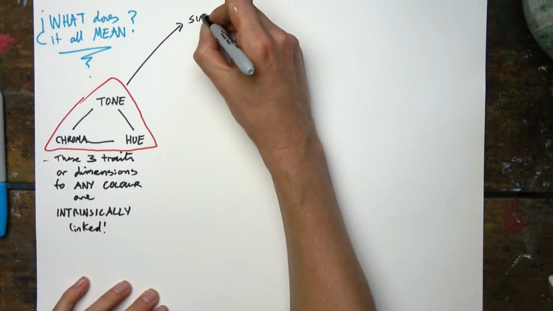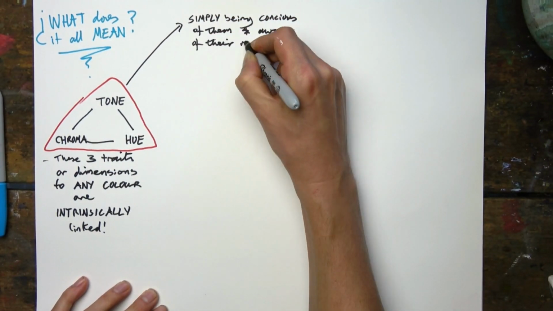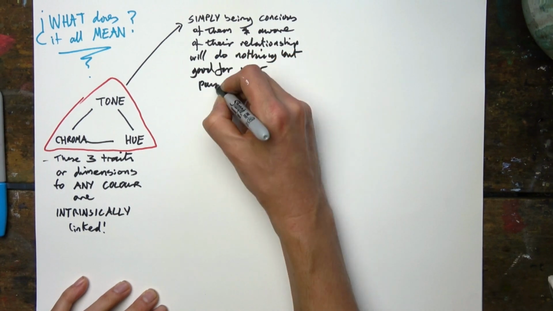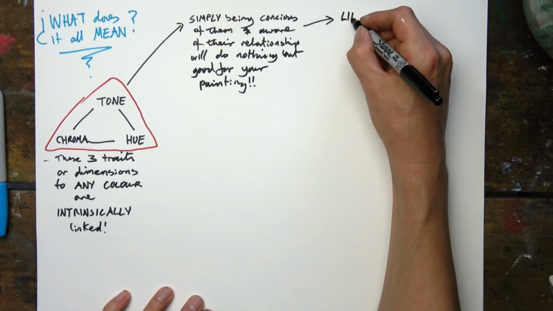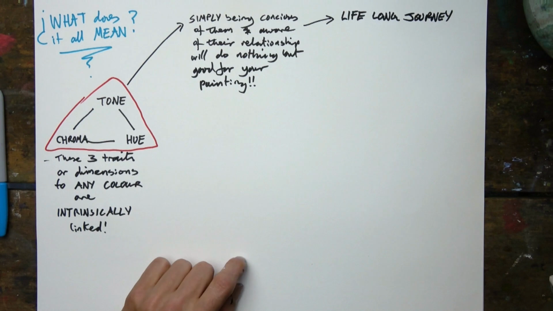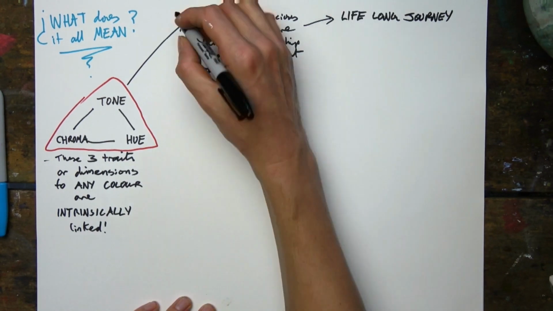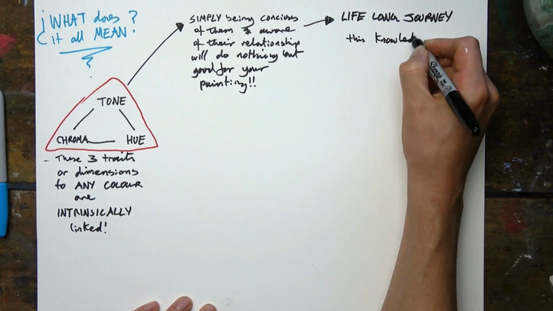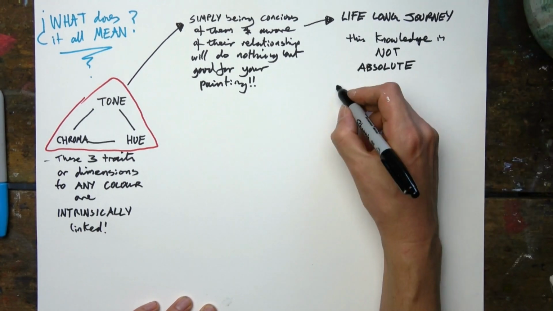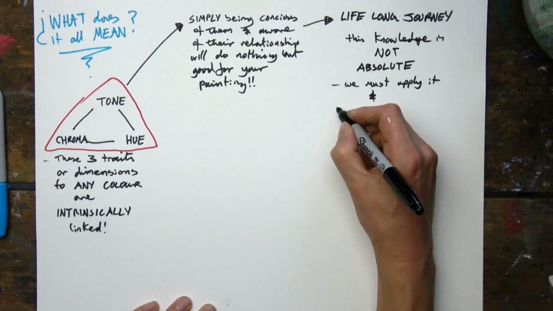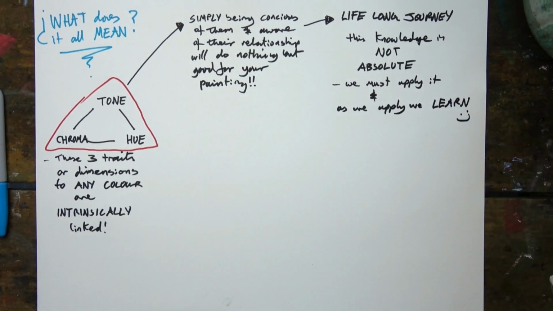And simply being conscious of this and aware of their relationship is going to do nothing but good for your painting. And don't forget that this is a lifelong journey of learning, and that this knowledge is not absolute. We can't be expected to absorb it and assimilate it all straight away, but we can learn little bite-sized chunks and then we can apply it, and as we apply it we learn more.